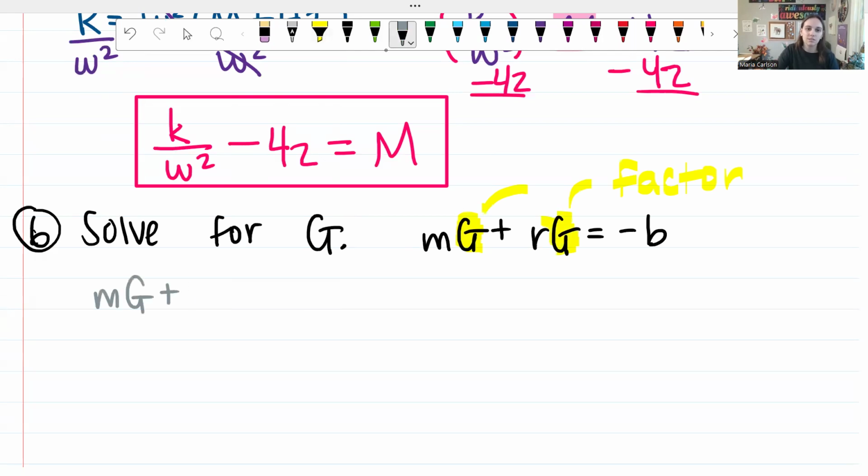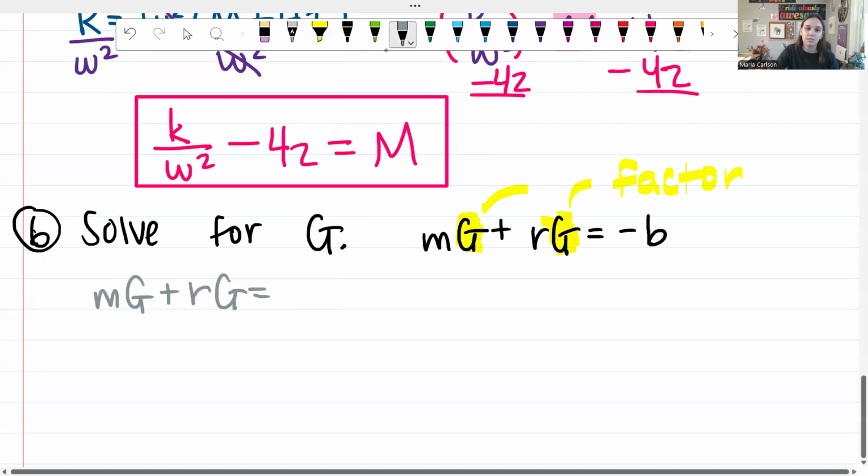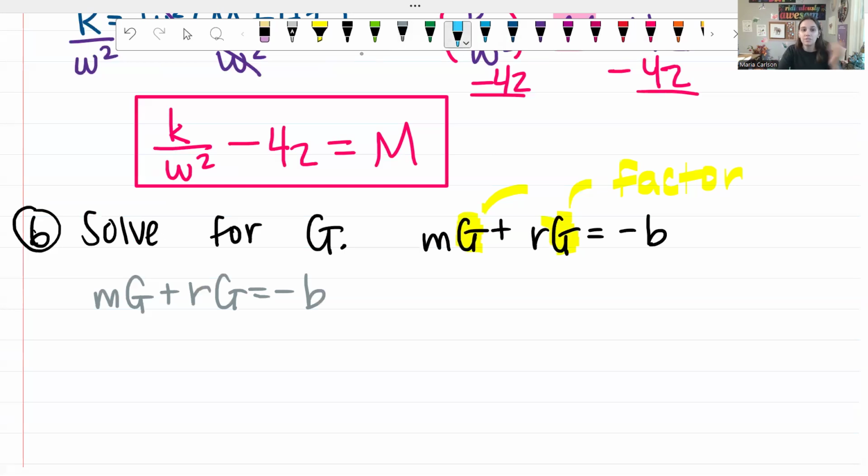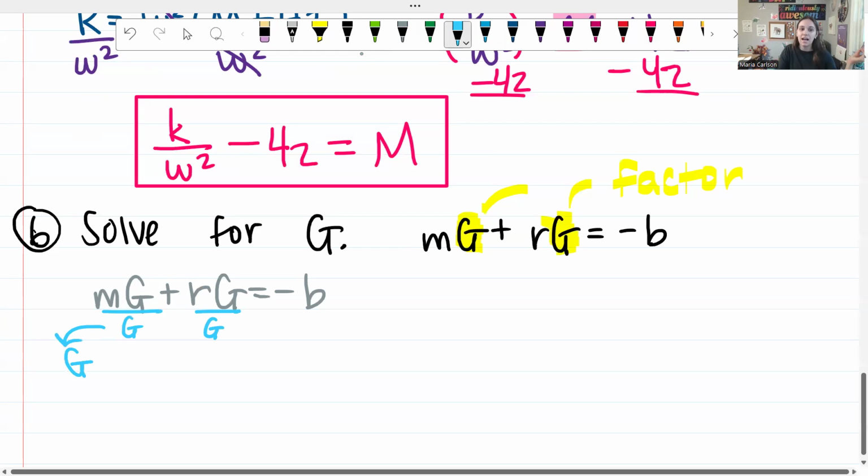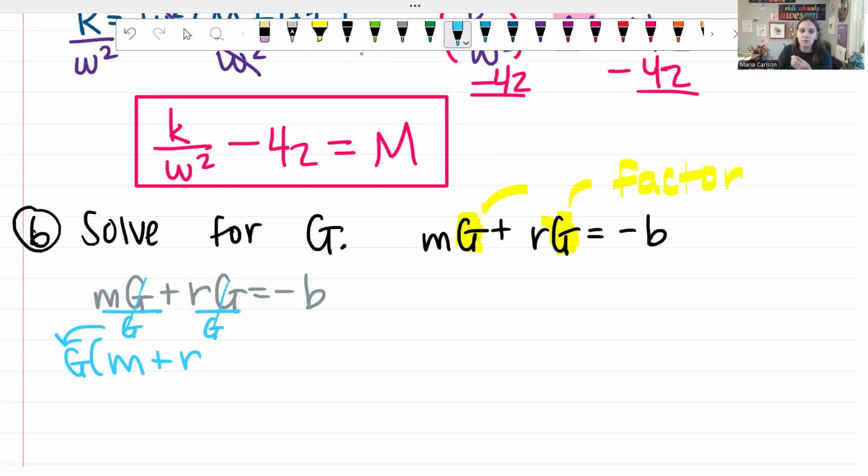MG plus R times G is equal to negative B. And on this left side, I can factor out the G. Can pull it out. So we now have G times what's left would be just M plus R, and that is equal to negative B. So we kind of now have G in a better spot to isolate it.